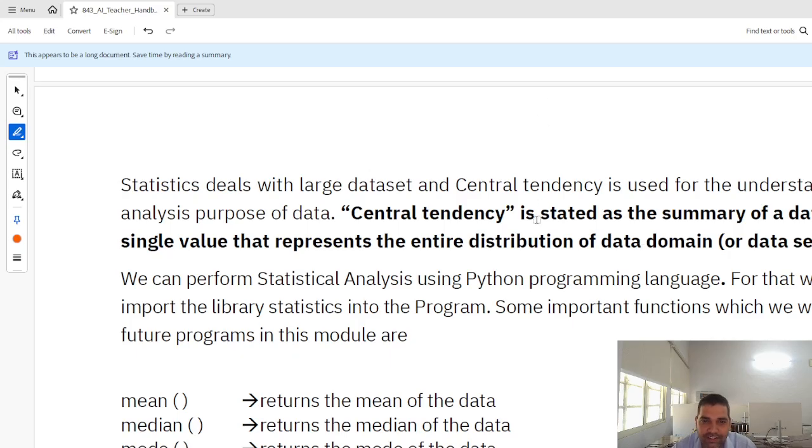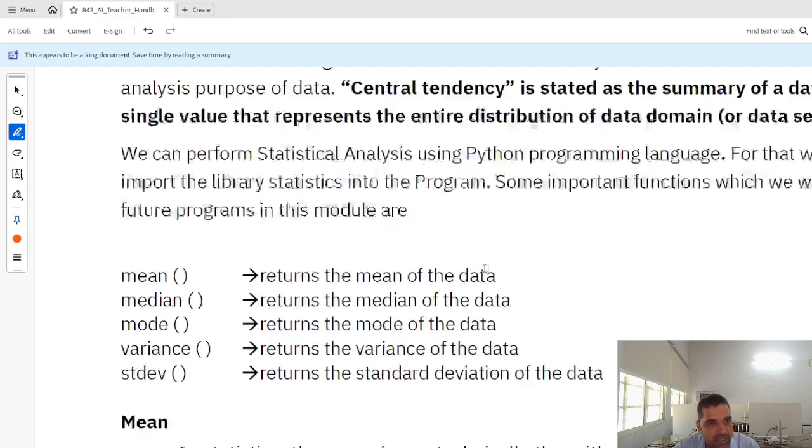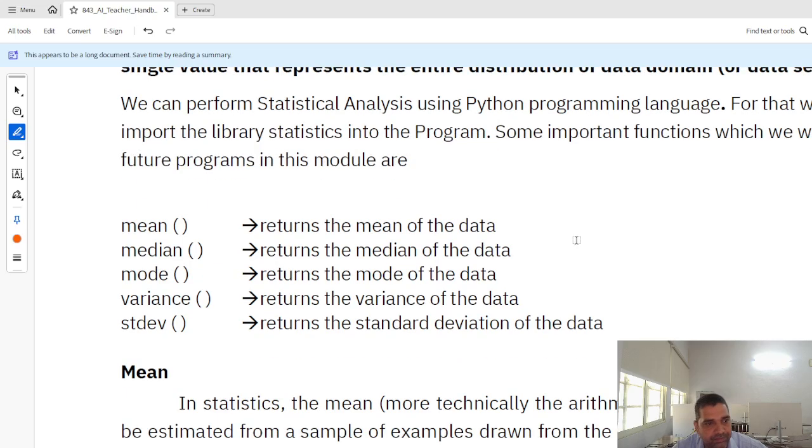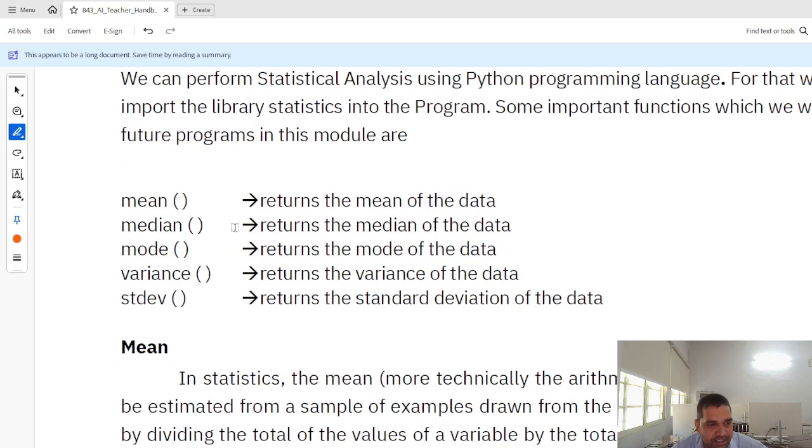One is 165, second will be 330. Not possible. So we can perform statistical analysis using the Python programming language, and we have to import the statistics library into the program. So how do we calculate this statistical data?